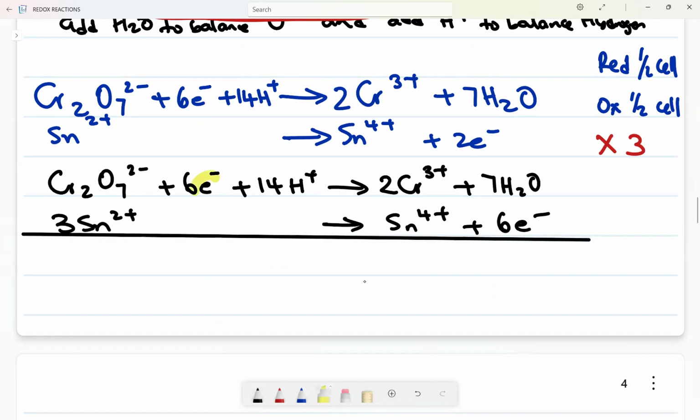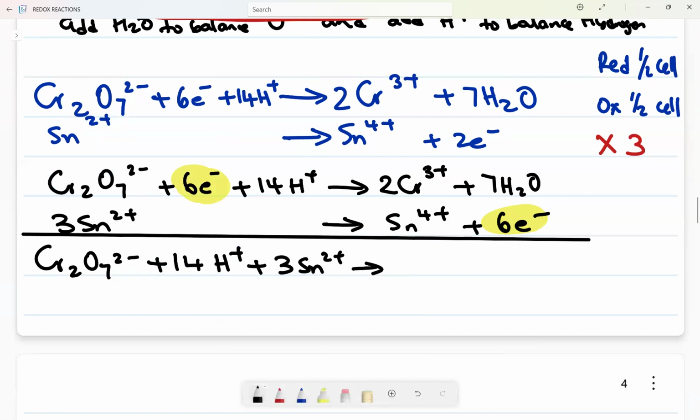And then I can now beautifully find my net. Why? Because this one and this one cancel, and then I write everything from here. So I'm going to say it is Cr2O7 2-. By the way, the order does not matter, as long as the reactants are the reactants and the products are the products. And then forming 2Cr3+ plus 7 water molecules plus Sn4+.